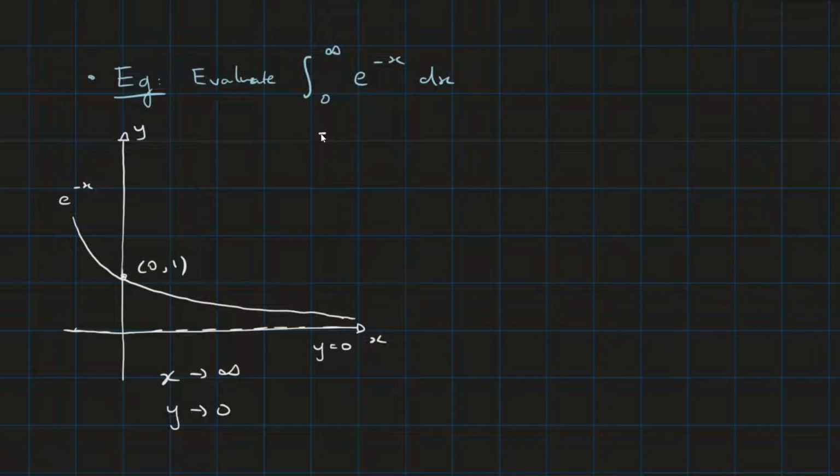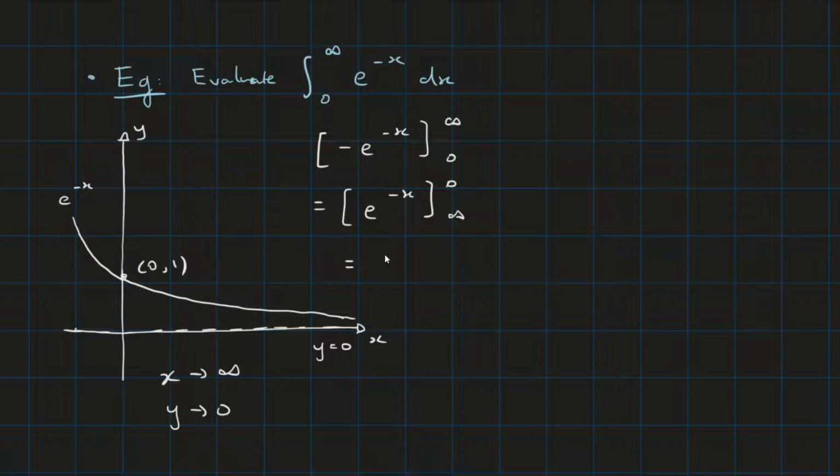Now if I evaluate the integral, it would be negative e to the power of negative x with bounds infinity and 0. I know that if I have a negative, I could take that out and just swap the bounds. So it'd be 0, infinity. Now in this case, it's e to the power of negative 0 minus e to the power of negative infinity. So e to the power of negative 0 we should just recognize as 1.